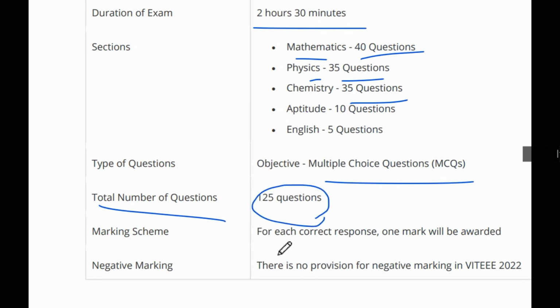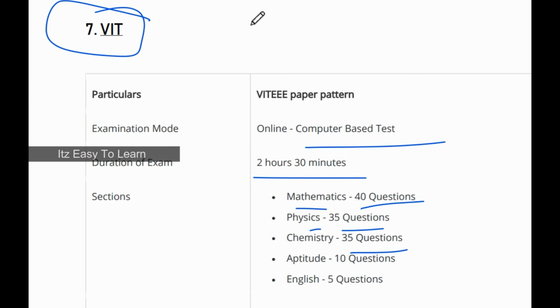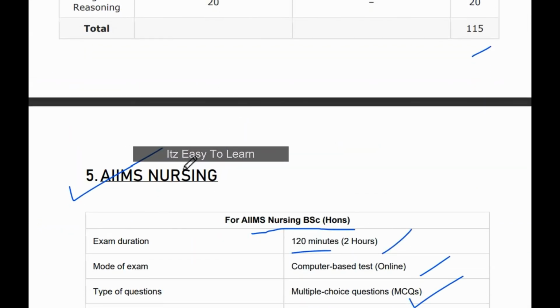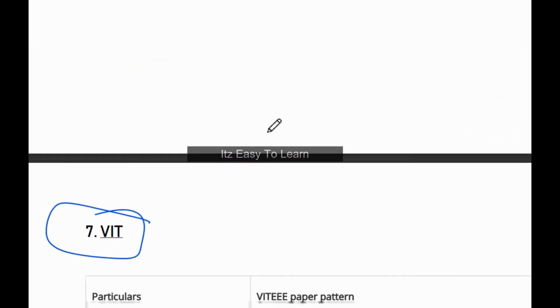Marking scheme: 1 mark is there for each correct answer, and there is no negative marking. That is one of the biggest things, that there is no negative marking. So this is the pattern for VIT. So I told you about Wbjee, JEE Main, Wbjee Jenpas, AIIMS Nursing and NEET, KIIT and VIT.